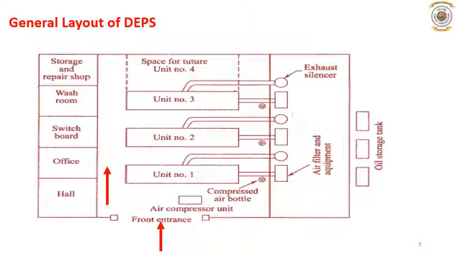Then bulk storage of oil may be outdoors. The oil storage tank is shown in the diagram. The engine room should be well ventilated so that atmospheric air can move. This is how we can lay out a diesel engine power system. By this we can conclude the essential components of a diesel engine power system.